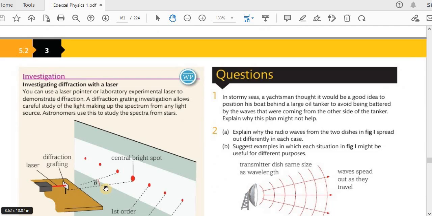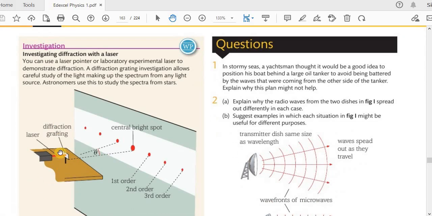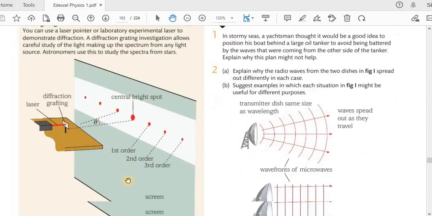I think I have also discussed a past paper question where I show this picture, and I have added to the picture, I have written all the equations. You all can also watch that video. I think it's in one of the past Edexcel IAS papers where you had this question on diffraction grating. And you can see here the angle is labeled: the central bright spot, diffraction grating, laser. This is the angle.